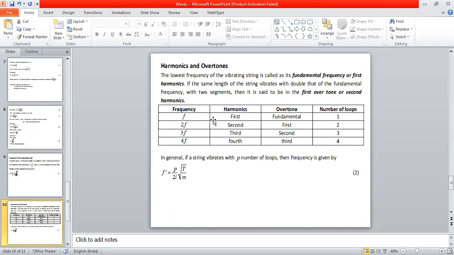As the number of loops changes to 2, 3, 4, the frequency keeps changing. How the frequency changes, that is what we are trying to understand here. Okay, so that is why we are calling them harmonics and overtones.